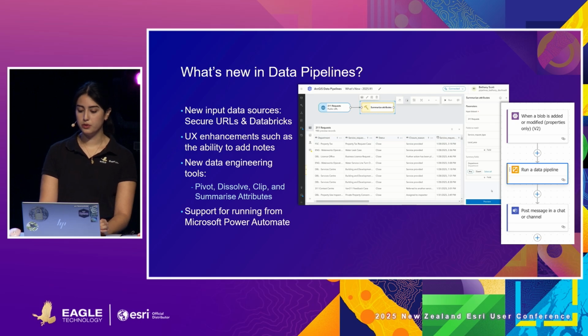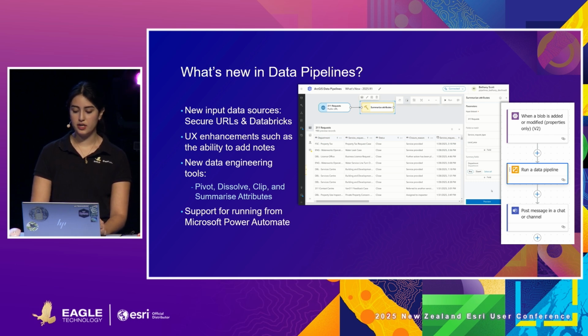And there are also some new tools to help in the data engineering process. So there is Pivot, where you can reshuffle a table and turn rows into columns, for example. Dissolve to dissolve your features, clip, and summarize attributes. So these are great tools for understanding and reframing your data before you're about to use it. And lastly, running a pipeline from a Power Automate flow is supported.